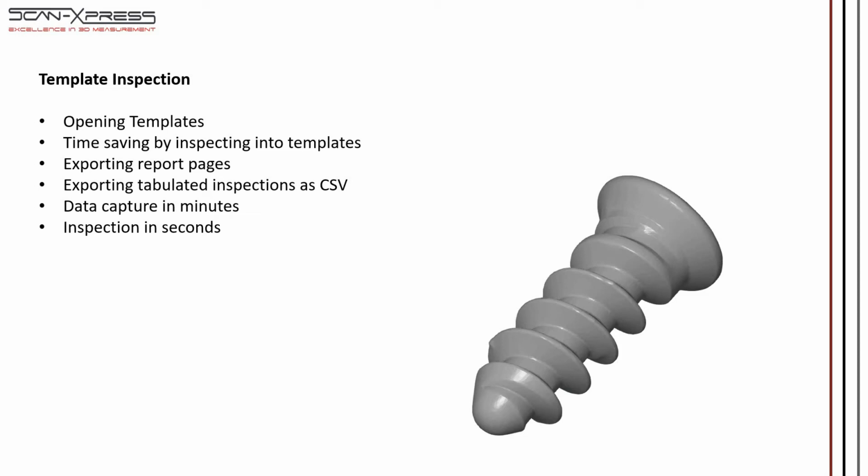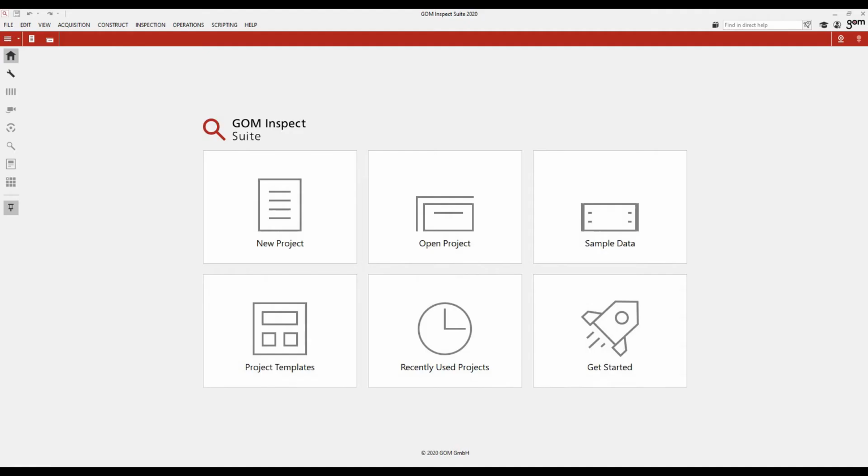New scan data sets are simply dragged and dropped into the template and updated instantaneously. Reports are immediately generated and formatted to suit the user. Data capture in minutes, inspection in seconds. I'm going to quickly go through the workflow in GOM Inspect suite when we are using a prepared template. This is a feature of the Professional module.